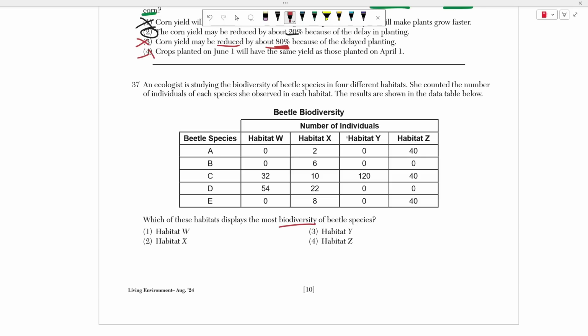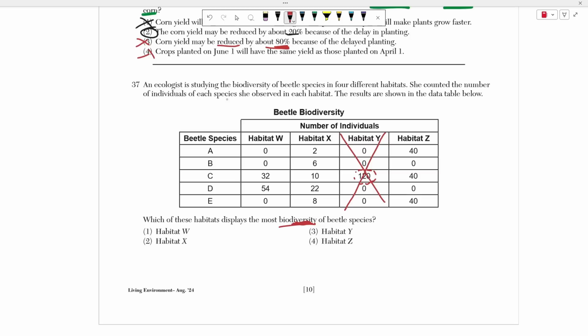So habitat Y is the opposite of being biodiverse. Again, diversity means you have a lot of different things in an environment. Habitat Y only has one type of thing. It only has one type of beetle. It has 120 beetles that are species C, right? All of these other environments have some sort of other beetle, which means they have some sort of diversity.